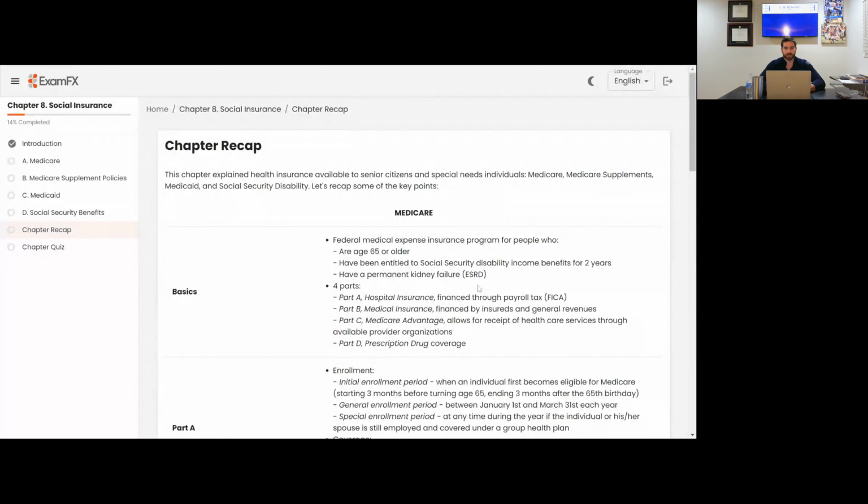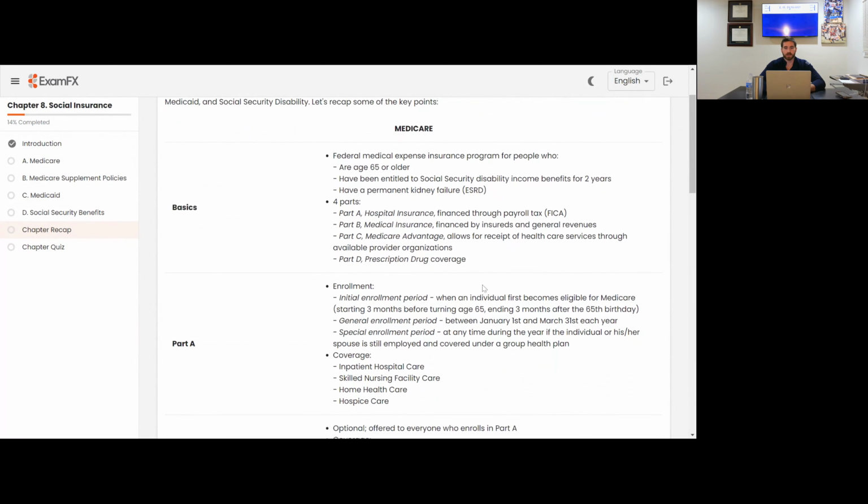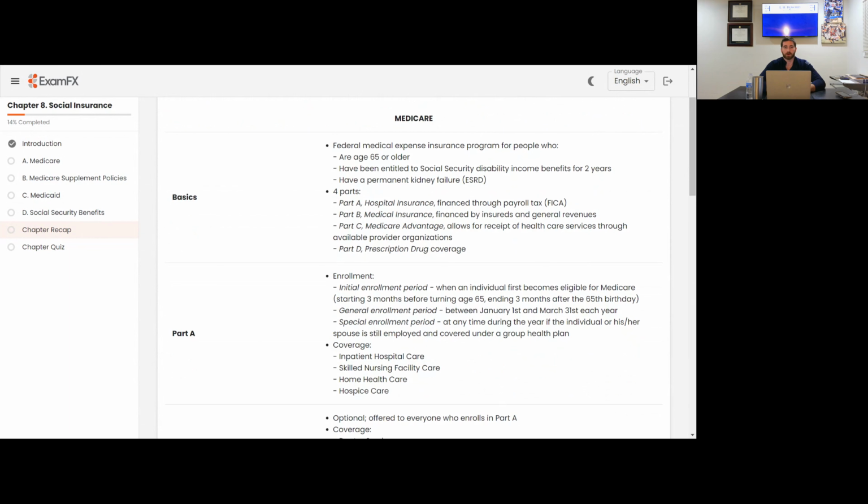Whenever you hear social insurance, think of Social Security, which should also allow you to think of Medicare. And that's really what it's going to be about, mostly Medicare insurance and how it affects people above the age of 65. So let's go ahead and dive in here. The first thing to talk about is Medicare, and we're going to dive into the basics. So what are the basics about Medicare?